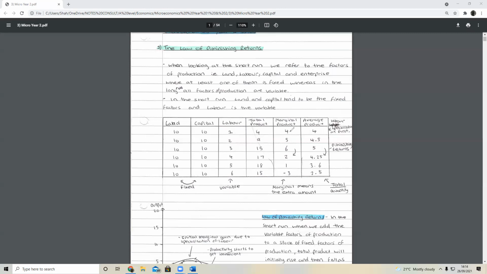Because initially we had something called specialization of labor. We had specialization because these first 3 workers were getting really good at what they were doing. They were producing more and more. But now, as soon as we added this fourth worker, the principle is that this fourth worker isn't actually adding more than 6 now. It's only adding an extra 2. So workers still would be hired. It's just that they're not as productive as before.